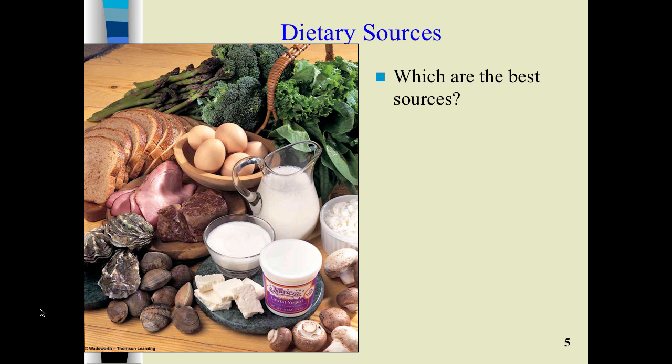Dietary sources. Which are the best sources? Riboflavin is found in a wide variety of foods. It tends to be higher in animal products. In the U.S., milk products, basically dairy products, are the most significant contributor to the diet.